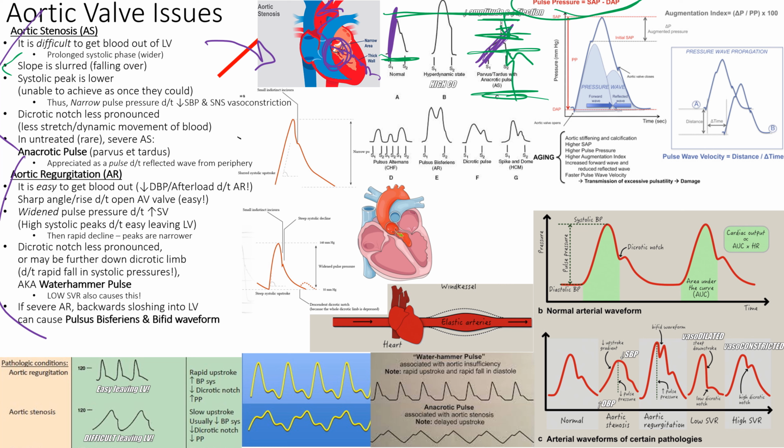Okay, the slope is slurred, the systolic peak is lower, the pulse pressure is more narrow because the SNS is going to start kicking in. Okay, the dichrotic notch is less pronounced, right? Because before you're hitting the periphery with 100 cc's of blood, right? And now you're hitting the periphery with like 50 cc's because you're not putting out a lot of blood. So you're going to see a less pronounced dichrotic notch, right?